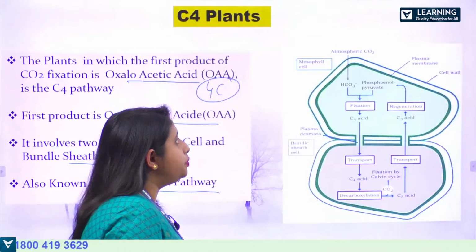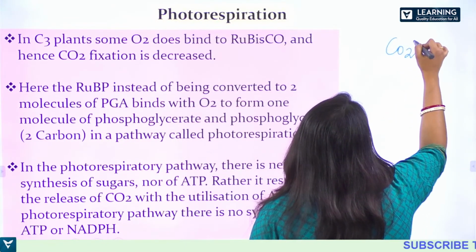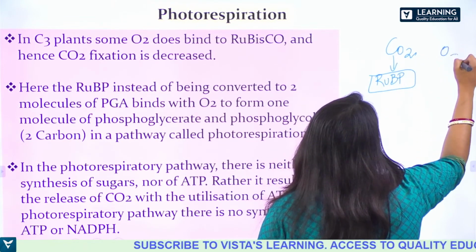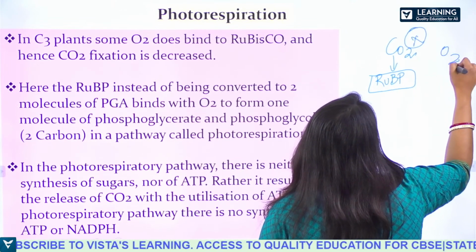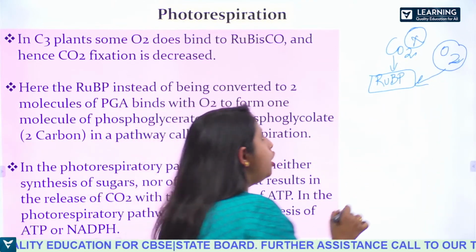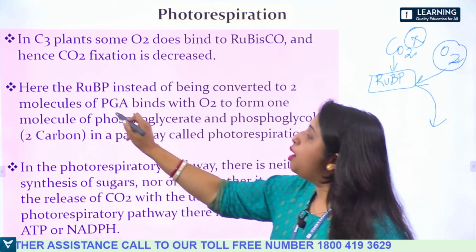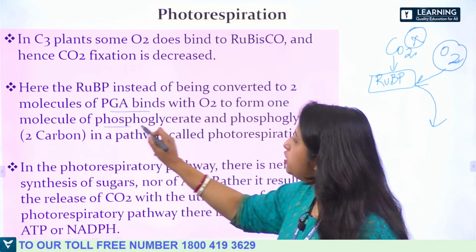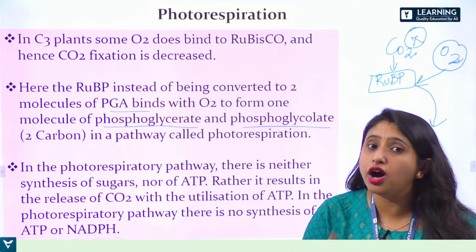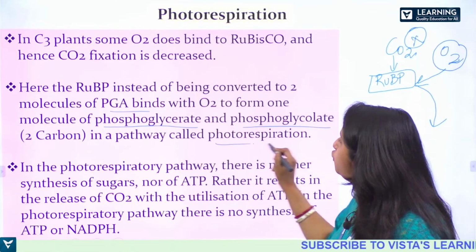So let's see what happens here. The carbon dioxide which is present will bind with RuBP, right? But here the oxygen will not allow the carbon dioxide to bind. Oxygen will come and bind with the RuBP, and it is converting the RuBP, instead of into two PGA, it will form one molecule of phosphoglycerate and one molecule of phosphoglycolate, a two-carbon molecule, in a pathway called photorespiration.